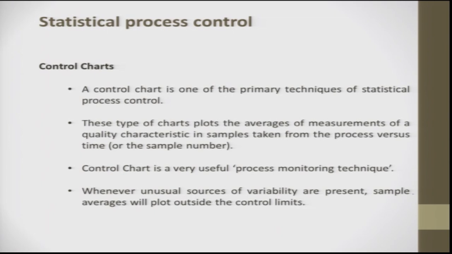A control chart is one of the primary techniques of statistical process control. This type of chart plots the average of measurements of quality characteristics in samples taken from the process versus time. So we try to take a part which is produced, and this part can be once in 50 parts or once in half an hour. We pull it out, check the various dimensions and deviations, and note it down. The control chart is a very useful process monitoring technique, because at every 50 or every 100 you pull out, measure the features, and report those features.